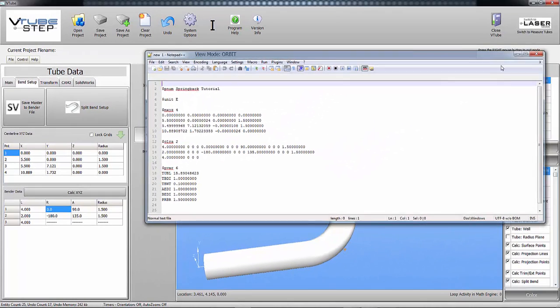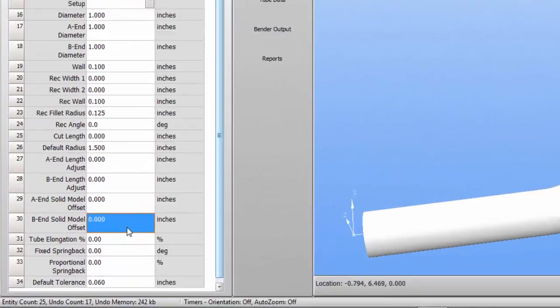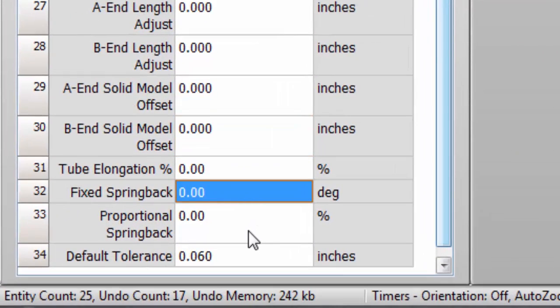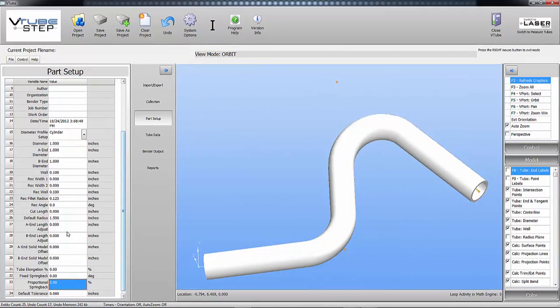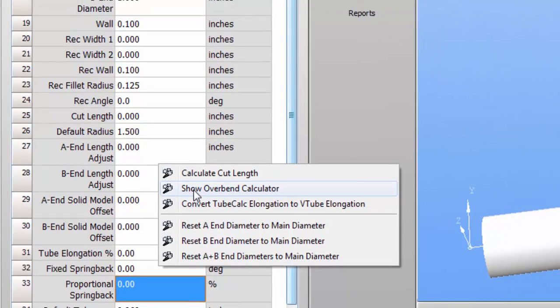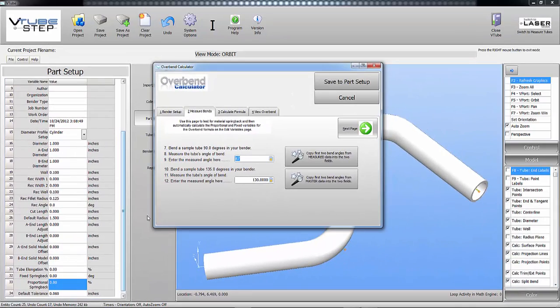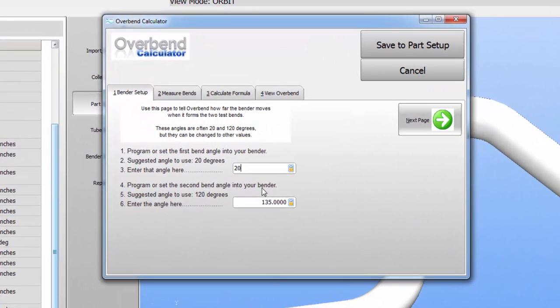So what we're going to do is go back into part setup and seek to discover these two values, the fixed and the proportional springback values. We're going to bend a part and then come into the overbend calculator and enter values based upon the bent part. In this case, we've bent a part that starts at 20 degrees and finishes with 120. It's a very common set of angles to use in the industry.